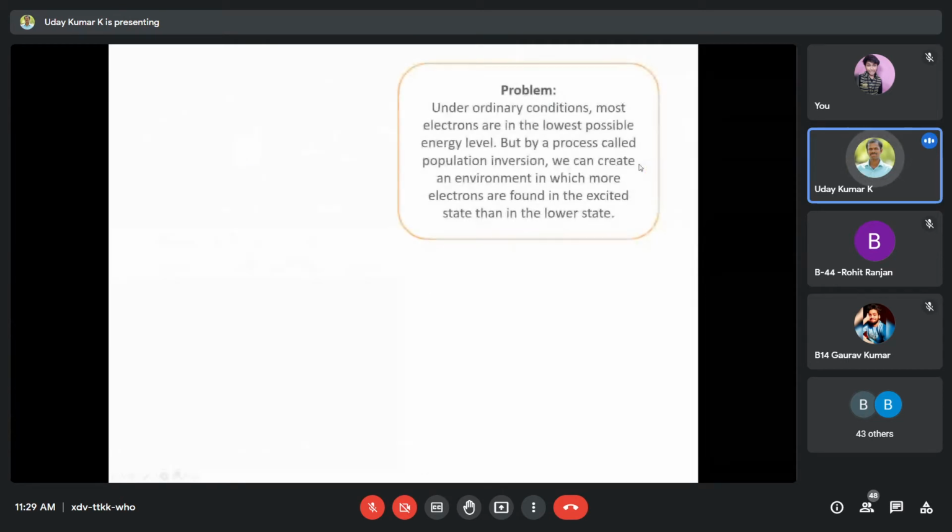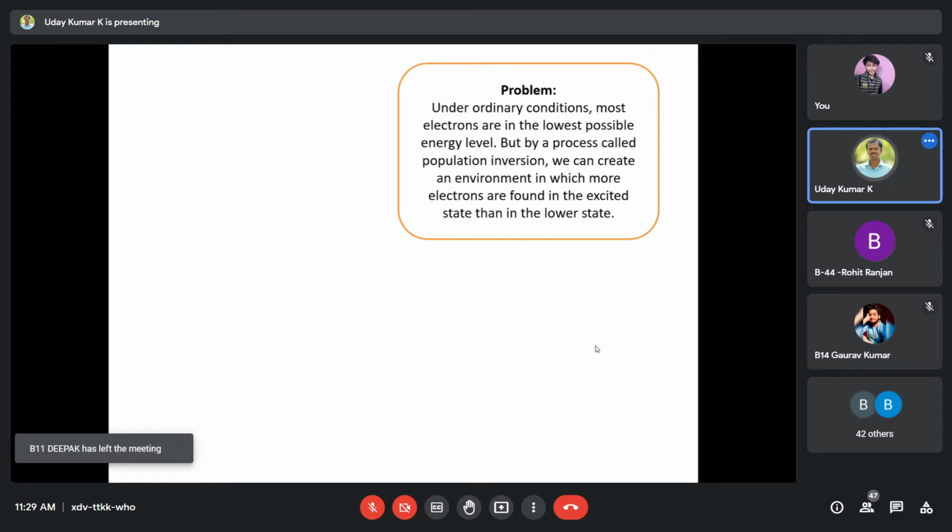Now imagine you have only two energy levels. Under ordinary conditions, most electrons are in the lowest possible energy level. But through a process called population inversion, we can create an environment in which more electrons are found in the excited state. So this is what is known as population inversion. Population inversion is nothing but having a greater number of atoms in the higher energy level than in the lower energy level.